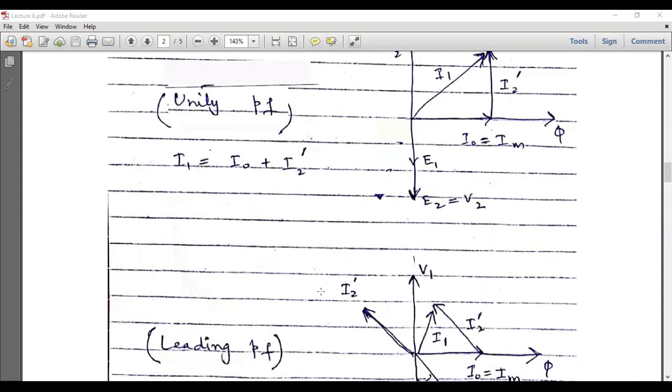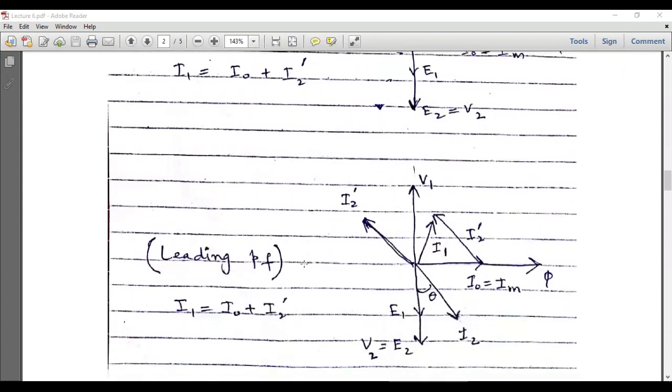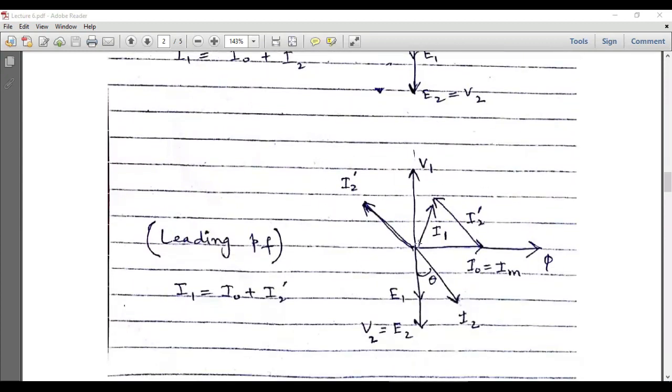And in the final case, we have the leading power factor load, and we again have the ideal transformer. In this case this is E2, this is I2, and there is an angle theta between E2 and I2, and definitely I2 is leading E2 in this case. And here we will have I2 dash, and this is I naught, and I2 dash can be placed over the head of the I naught vector, and the vector sum of this I naught and I2 dash is called I1. So this is the phasor diagram of the transformer for a leading power factor load.